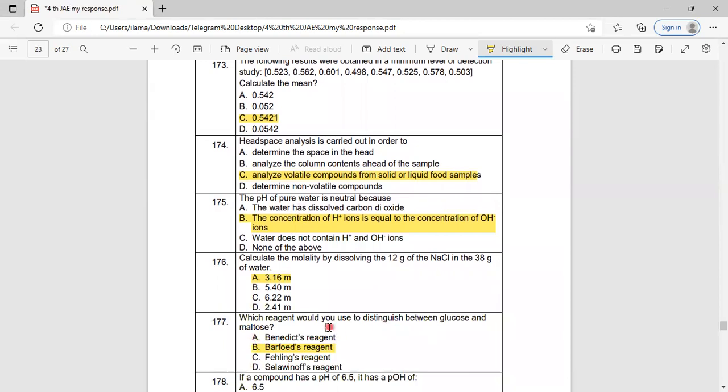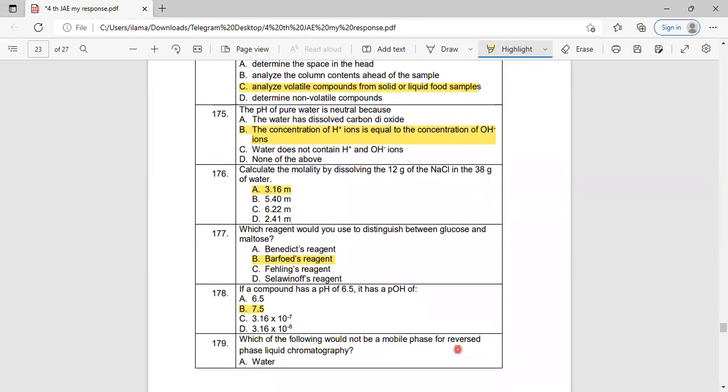Next, which reagent would you use to distinguish between glucose and maltose? Bradford reagent. Next, if a compound has a pH of 6.5, then its pOH is... we all know pH plus pOH is equal to 14. In that formula, if you substitute pH as 6.5, then you will get pOH as 7.5.